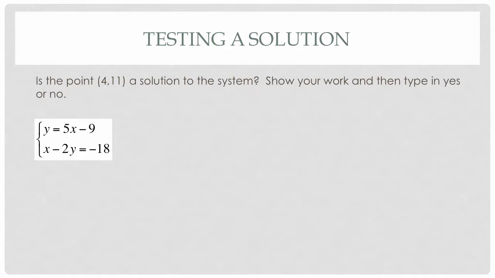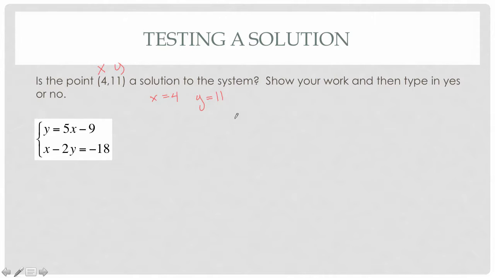Now we're just going to do some basic skills. Here's a different linear system: y equals 5x minus 9 and x minus 2y equals negative 18. As we graph linear systems, sometimes we want to test whether a point is actually a solution. So we may graphically find a point, but we want to know: if x is 4 and y is 11, is that a solution to the system?